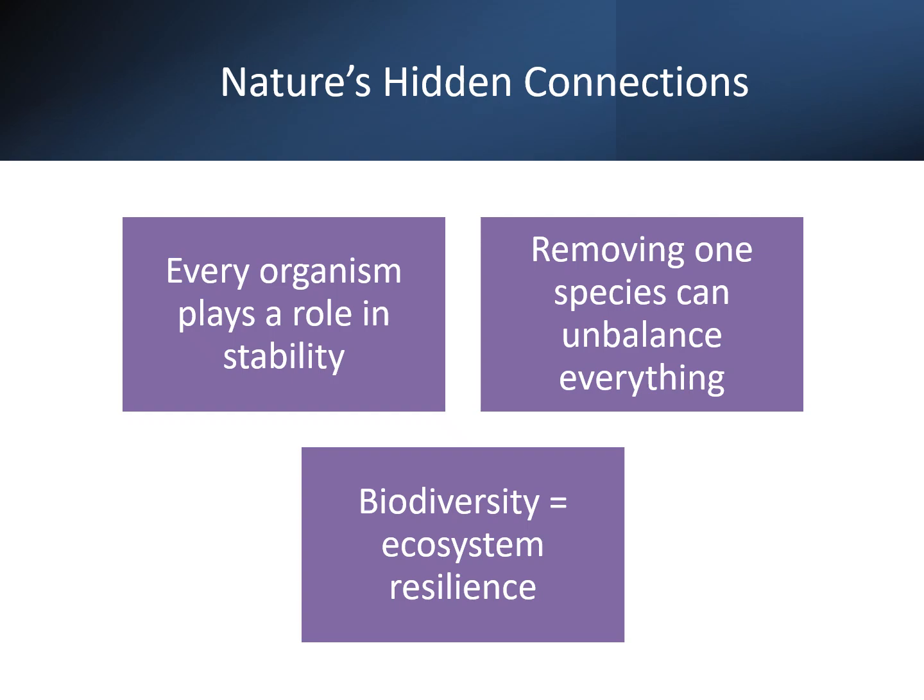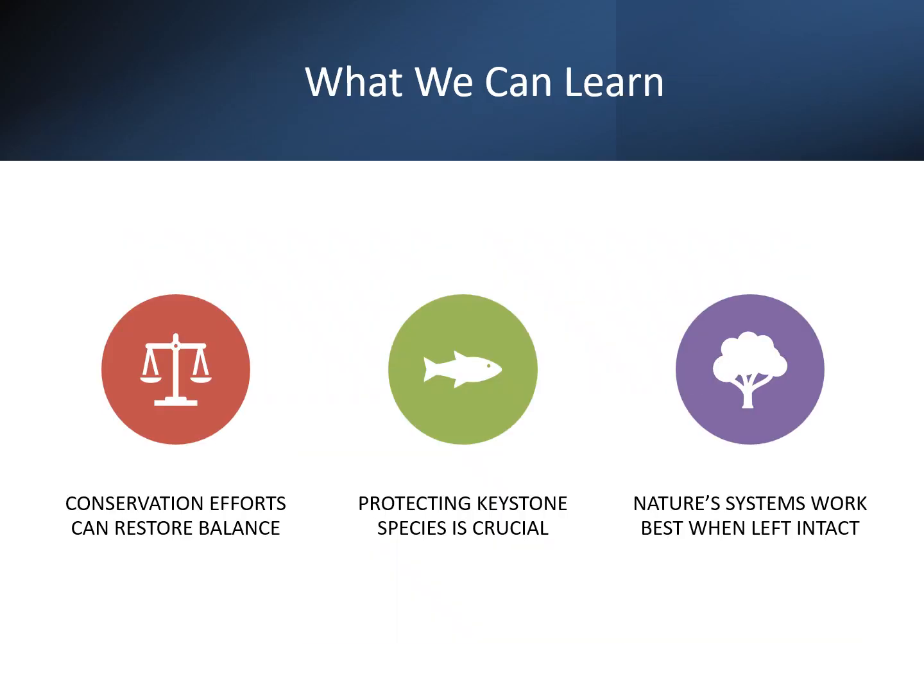So this is one of the best demonstrations of how everything in nature is connected. Every organism, from predator to prey, from tree to insect, plays a role in maintaining balance. When one piece of the system is removed, it affects everything else. But when that piece is restored, harmony can return, often in surprising ways. So what can we learn from Yellowstone's wolves?